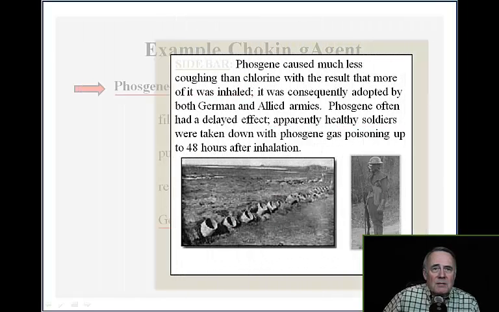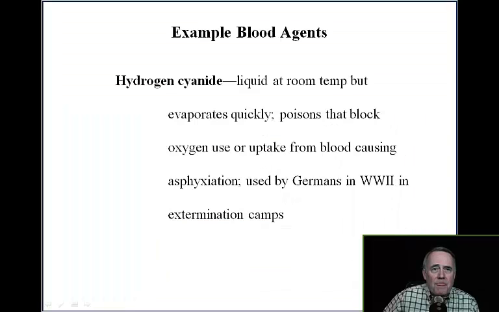Phosgene caused much less coughing than chlorine, with the result that more of it was inhaled. It was consequently adopted by both German and Allied armies. Phosgene often had a delayed effect. Apparently healthy soldiers were taken down with phosgene gas poisoning up to 48 hours after inhalation.